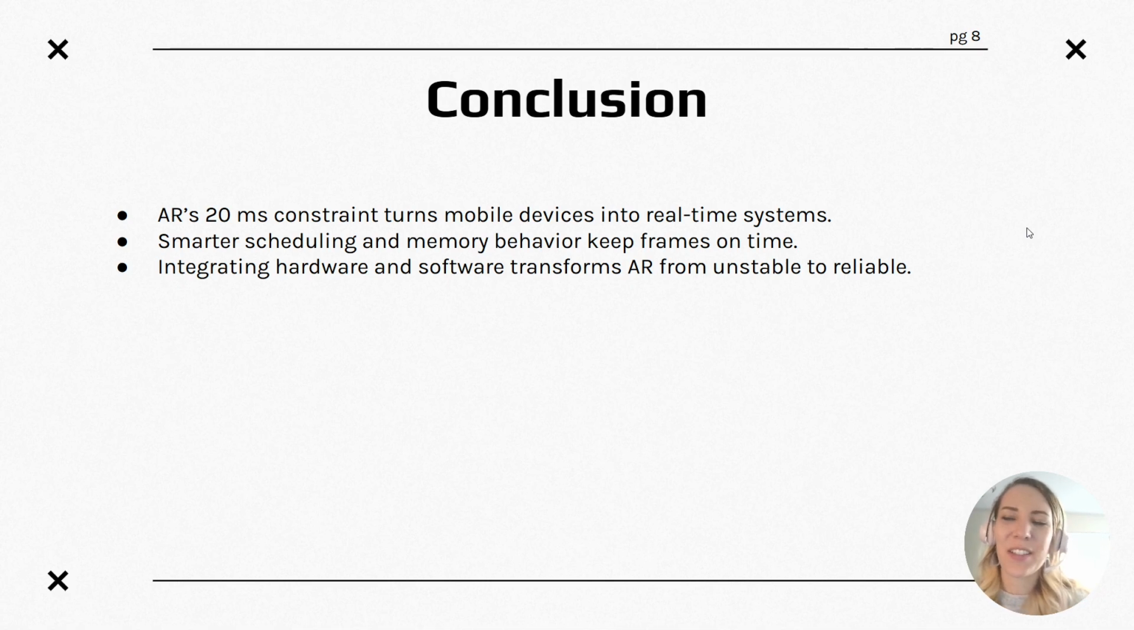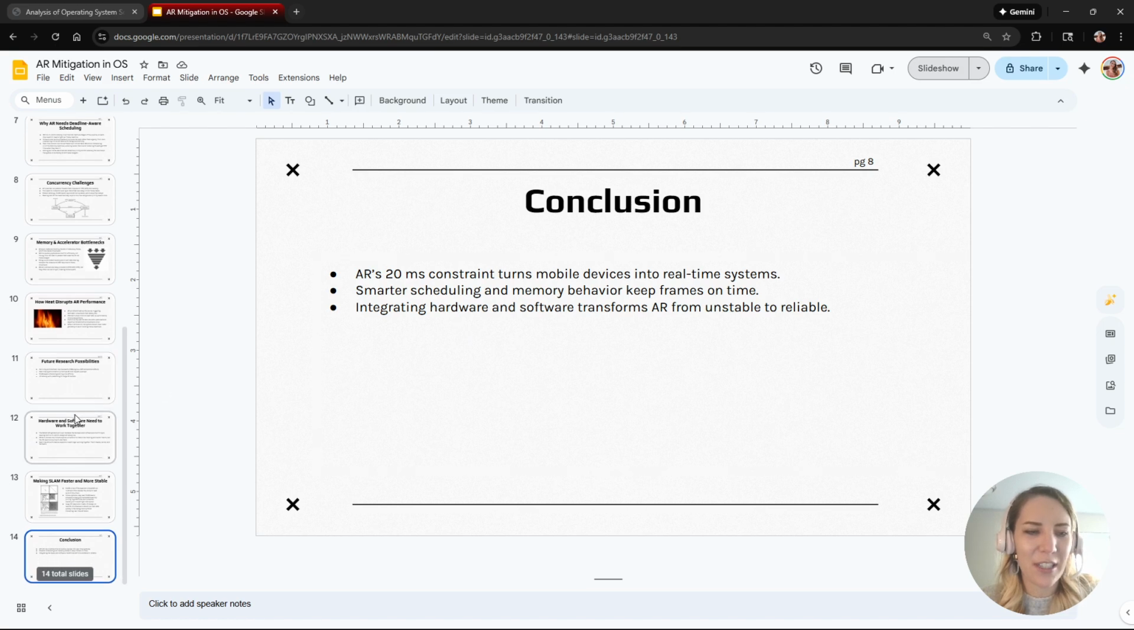And that's about it. So this is my conclusion. It's quite a bit longer than this, but just to summarize it very briefly, AR exposes the weak points of general purpose mobile operating systems. Real-time scheduling, careful memory management, thermal prediction, and accelerator coordination all need to work together to keep motion to photon latency below 20 milliseconds. So, really thinking about smarter scheduling, thinking about memory behavior, integrating hardware and software. And that's it. So that is my presentation.